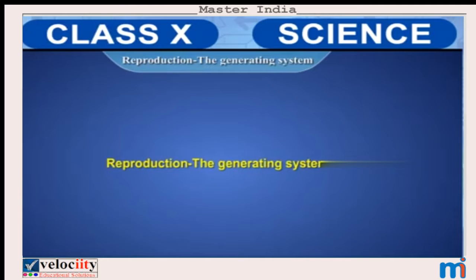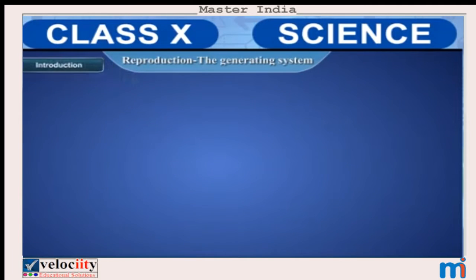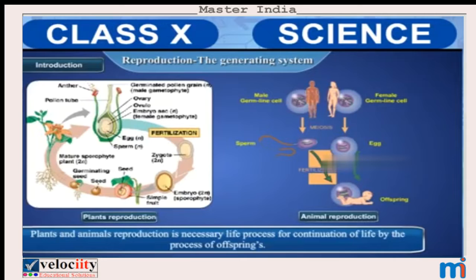Reproduction, the generating system. Introduction. Plants and animals' reproduction is a necessary life process for the continuation of life by the process of offspring.